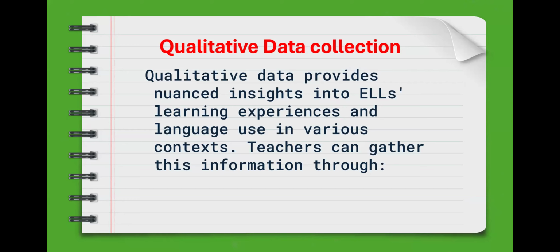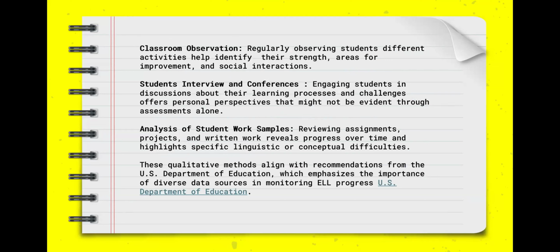Teachers can gather this information through classroom observation. Regularly observing students in differentiated activities helps identify their strengths, areas for improvement, and social interaction. Student interviews and conferences, engaging students in discussion about learning processes and challenges, offer personal perspectives that might not be evident through assessment alone. Analysis of student work samples: reviewing assignments, projects, and writing work reveals progress over time and highlights specific linguistic or conceptual difficulties.